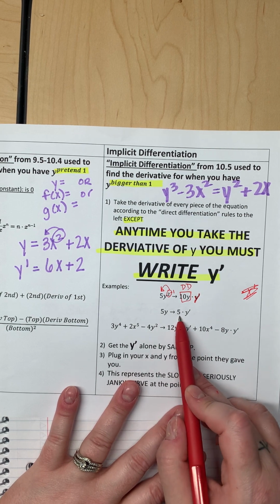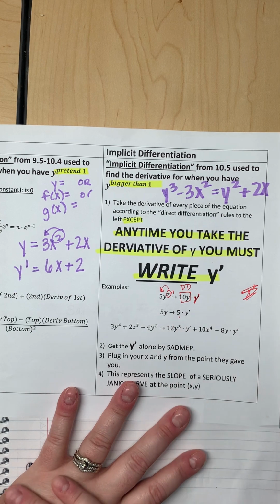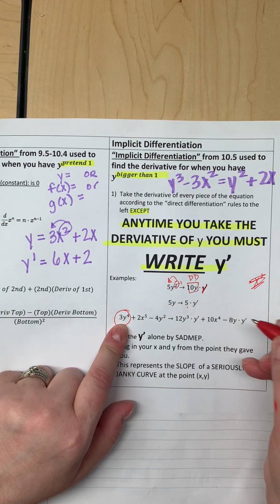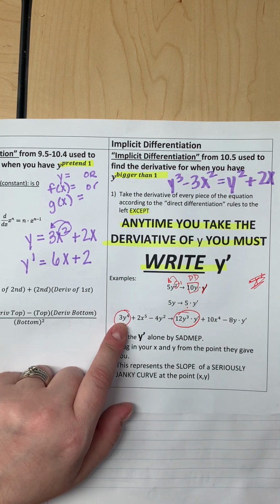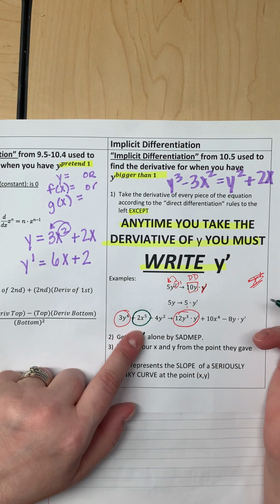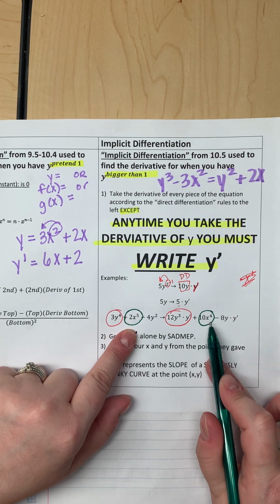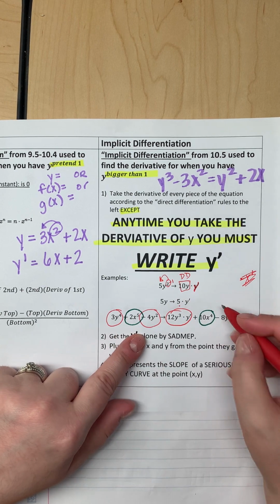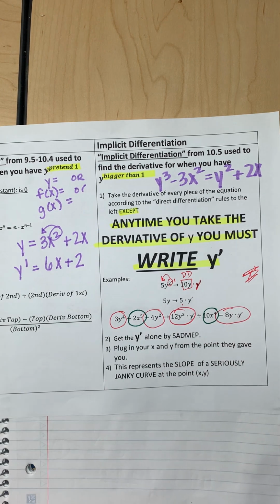For example, look here. 5y, the derivative is just 5. That's from direct differentiation rules, but since I took the derivative of y, I have to put y prime. Or if you look at this one, I have 3y to the 4th, and its derivative is 12y to the 3 with a y prime tacked on. If you look at this 2x to the 5, its derivative is 10x to the 4 with no x prime tacked on. We don't have to put x prime. Then lastly, we have negative 4y squared, and the derivative of that is negative 8y, but you have to tack on a y prime because you took the derivative of a y.